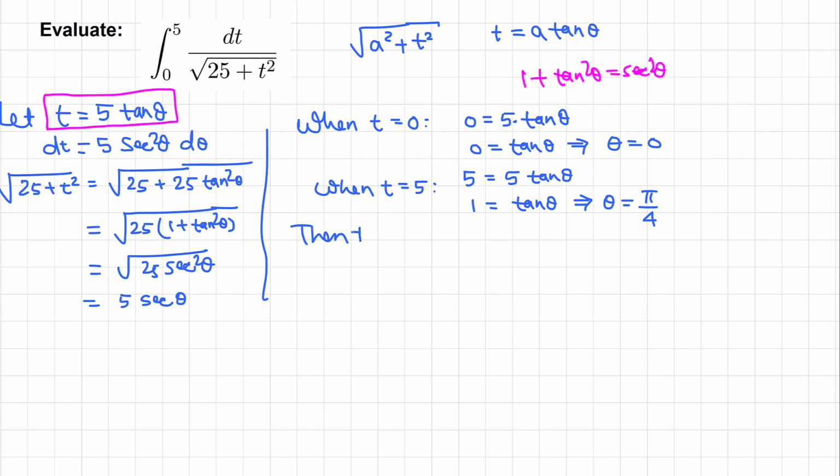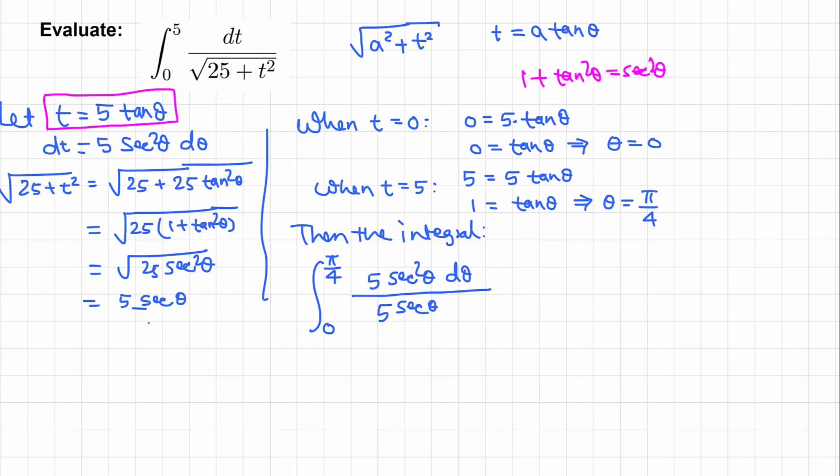Then the integral, now let's convert everything. These limits are 0 to 5. Now 0 means 0, 5 means pi over 4. So 0 to pi over 4. On the top, dt is the derivative of our assumption, 5 secant square theta d theta. On the bottom, the square root of 25 plus t squared, we worked out here, is 5 secant theta.